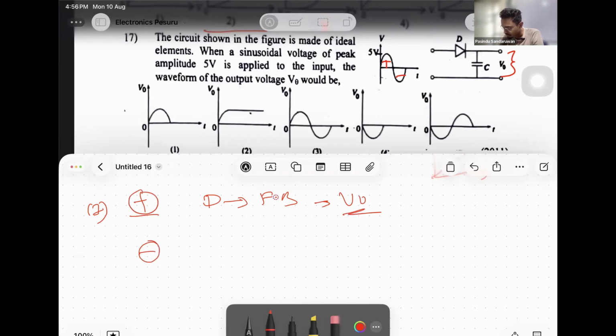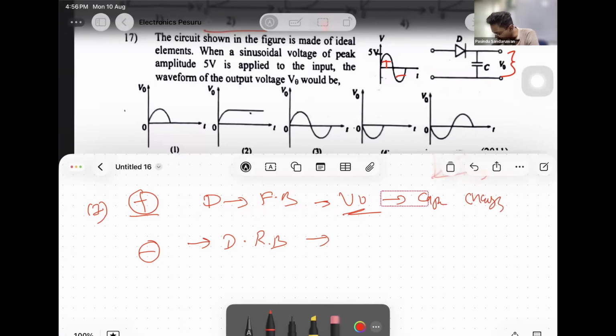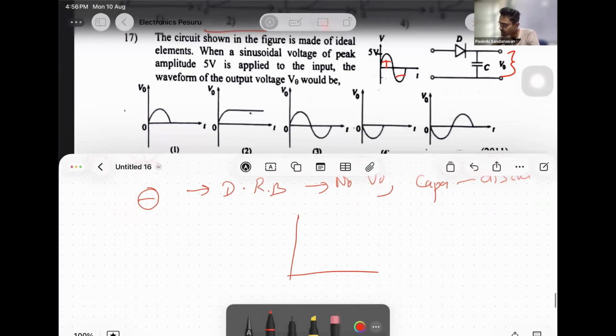But when this is minus, D is reverse biased. When this is forward biased, the capacitor charges. But in this case, there is no V out. Then the capacitor discharges. When the capacitor discharges, it gives a charge to the circuit. Then the circuit is connected like this. Half wave rectifier.